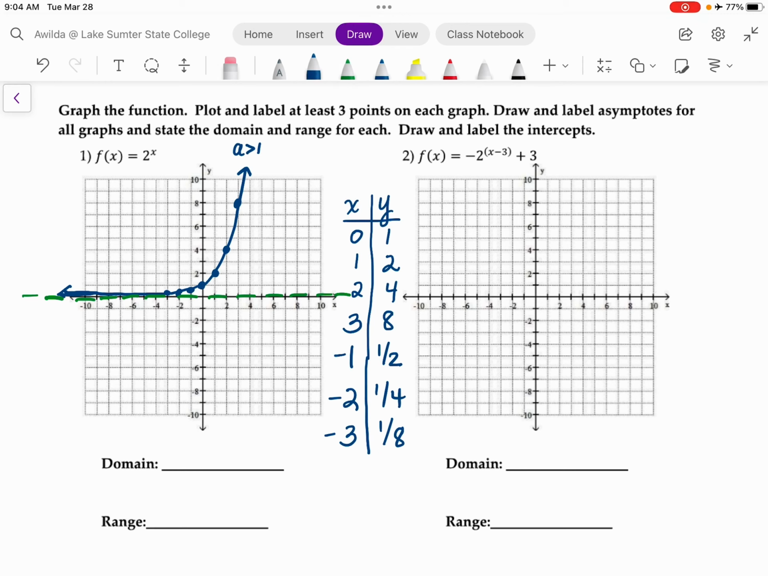The domain here is the set of all real numbers, so there's no restriction on x. And you see here that the range goes from 0 to infinity with 0 not included. So in other words, the range includes all positive values.